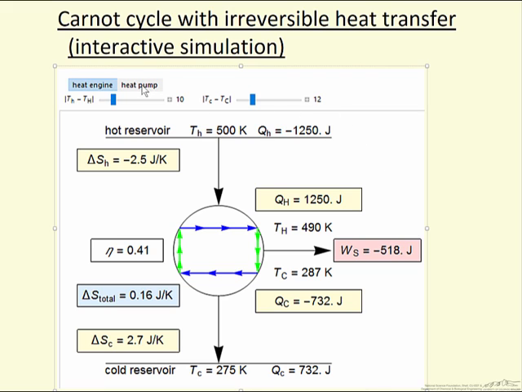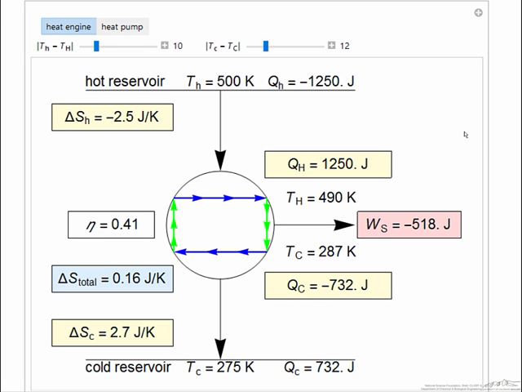In addition, it does the same calculations for a heat pump by selecting this button here. And in that case, instead of efficiency, coefficient of performance is calculated. And the two sliders allow you to change the temperature difference between the reservoir and the high temperature of the cycle. So the high temperature reservoir, that temperature is fixed. The low temperature reservoir's temperature is also fixed. And the temperature difference can be changed, and we'll look at the simulation to see the effect of changing that temperature difference. So here's the interactive simulation.